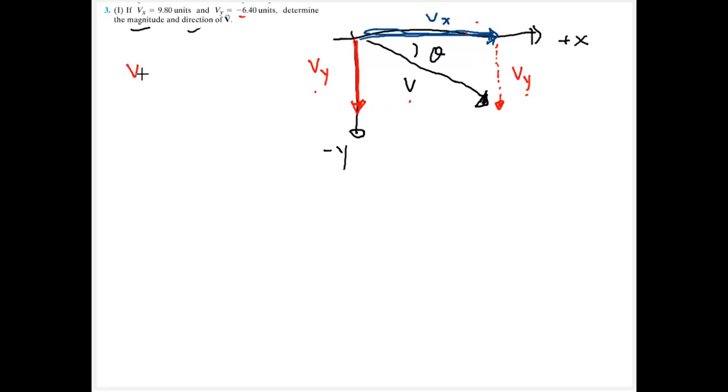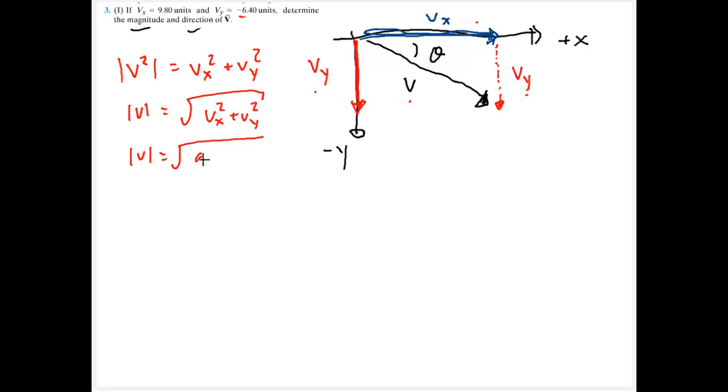I know from Pythagorean's theorem that the length of v, that's what those little absolute value signs mean, is going to be vx squared plus vy squared. So the length of v is going to be the square root of vx squared plus vy squared. Both of those guys are squared. So the length of v is going to be the square root of 9.8 squared plus 6.4 squared. So the length of v must be 11.7, in arbitrary units.